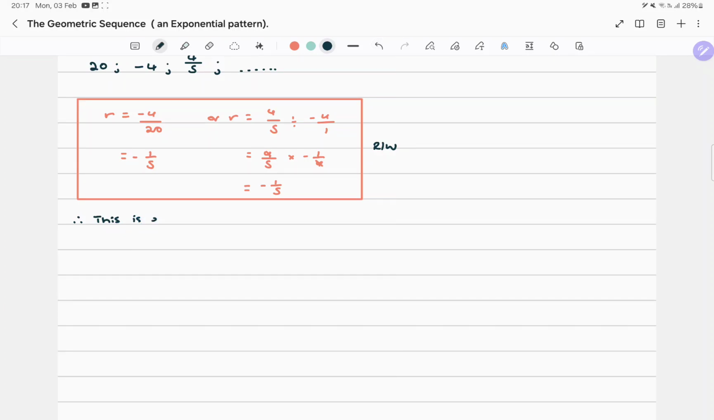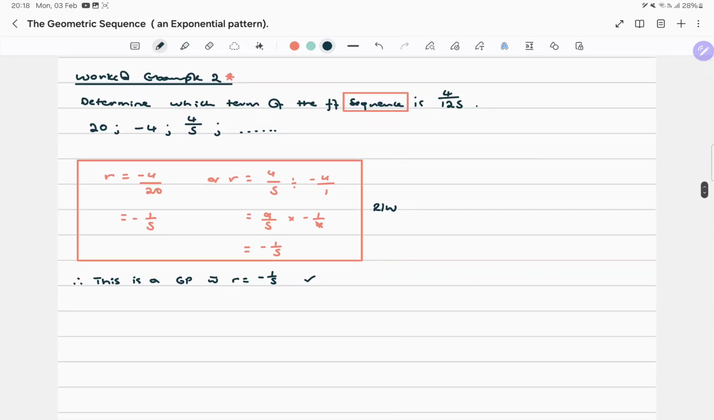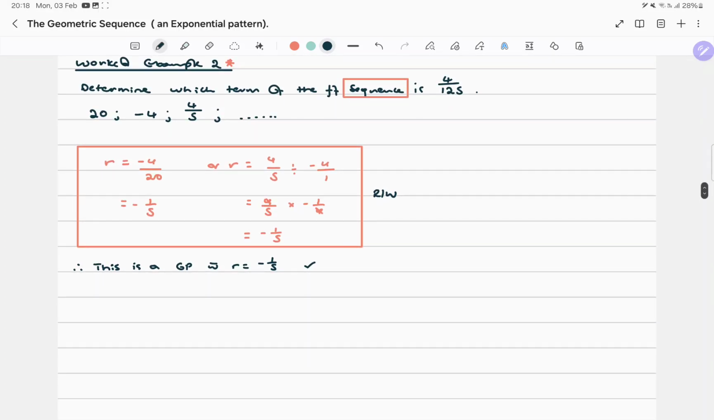This is a geometric progression with r equal to minus 1 over 5. This is very important because this is a mark, because by identifying what we have, we score a mark there. Now our job is very easy. Then we know that Tn is equal to a times r to the n minus 1. Why do we know this? It's because we said this is a geometric progression. Now we know what the nth term is. It's 4 over 125.